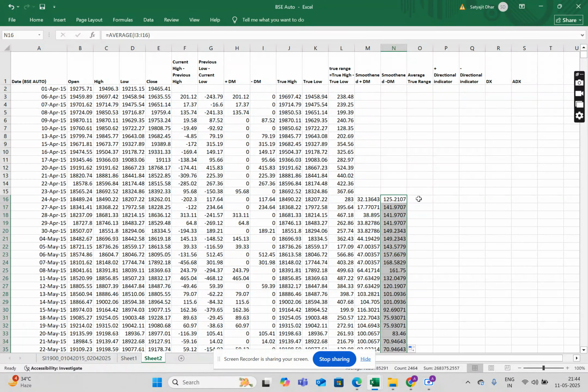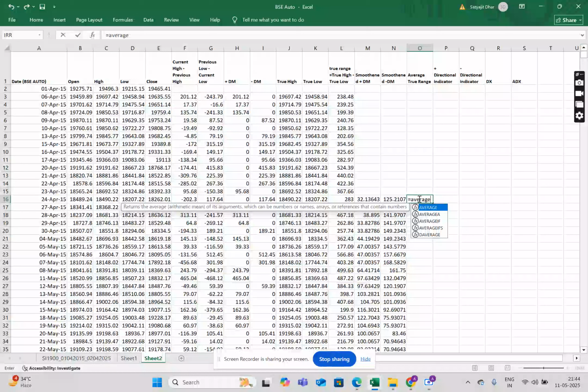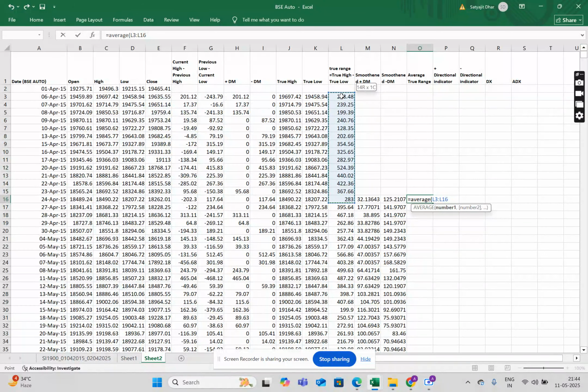Now the average true range equals the average of the 14 days of true range, and 14 days.